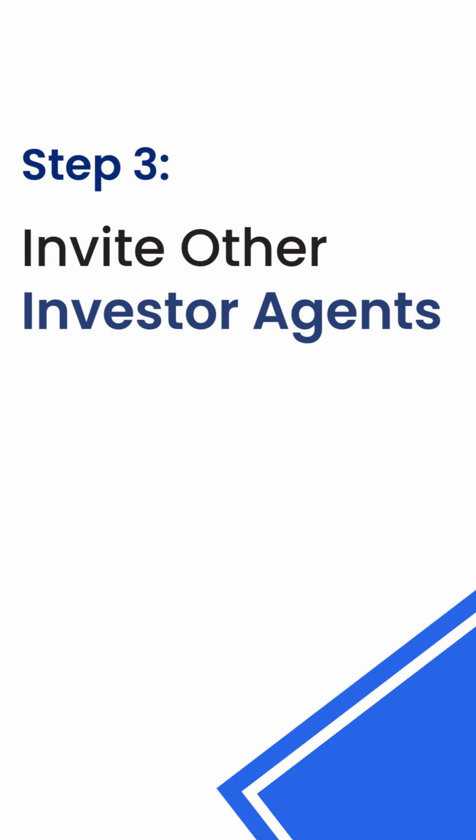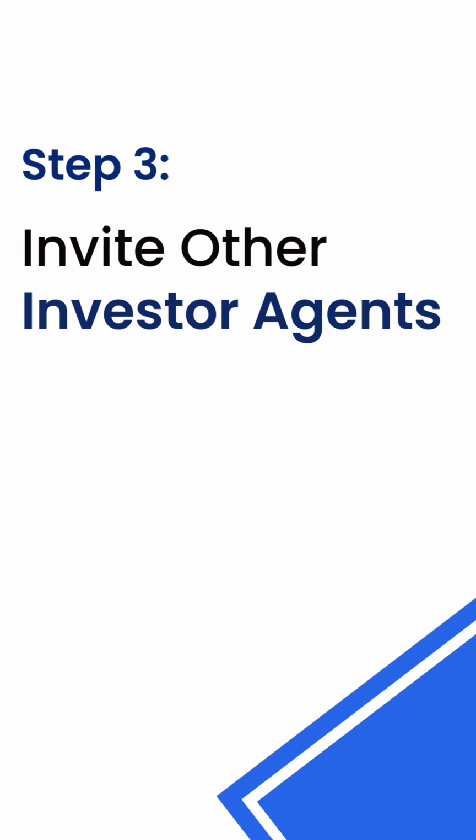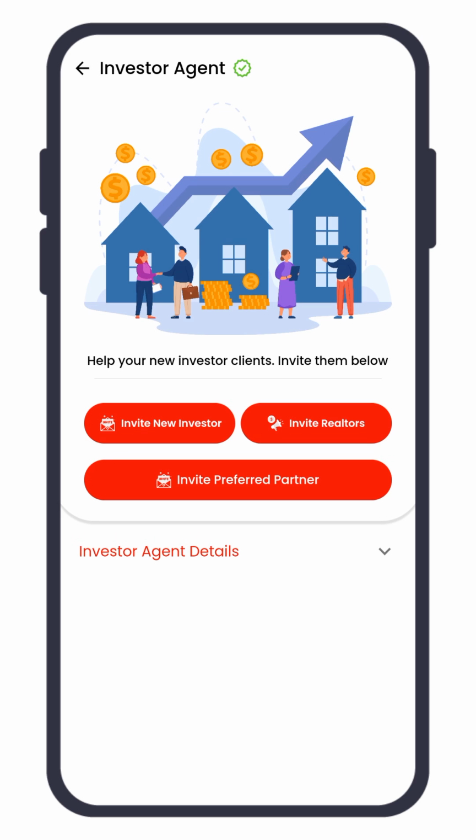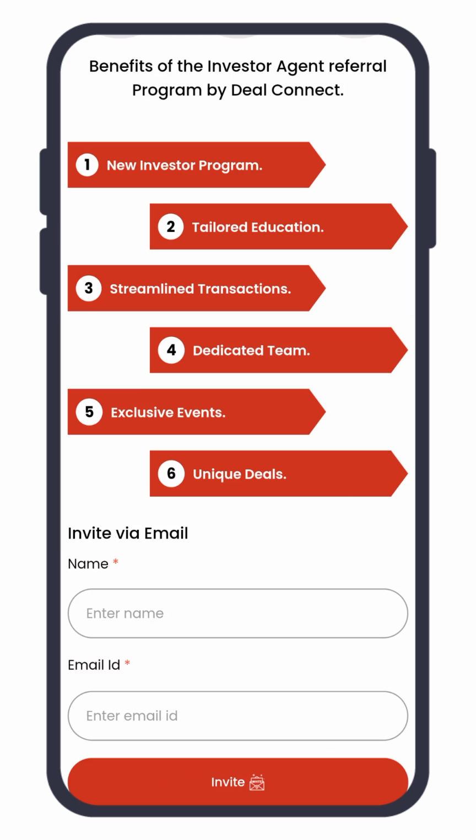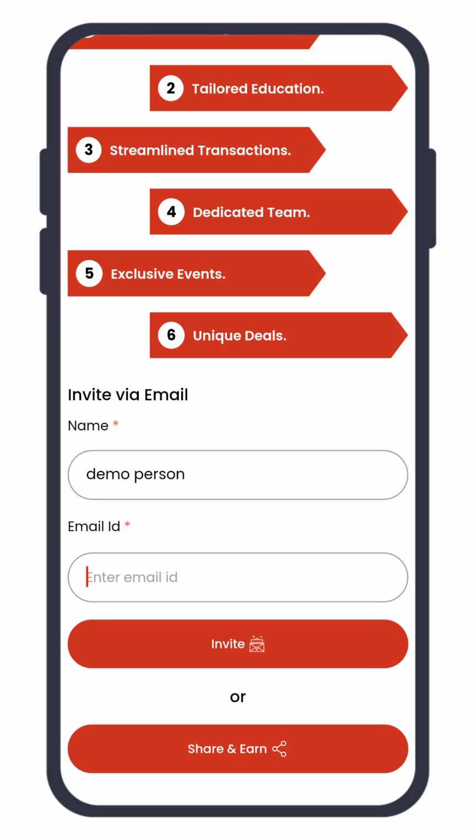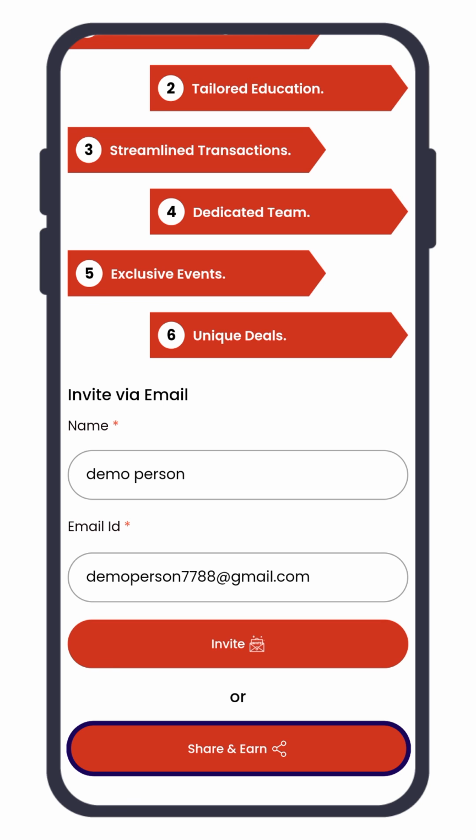Step 3. Invite other investor agents. To invite other investor agents, click on Invite Realtor. Enter their name and email address, or share your unique referral link.